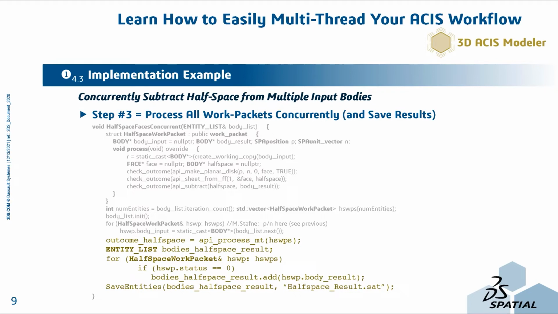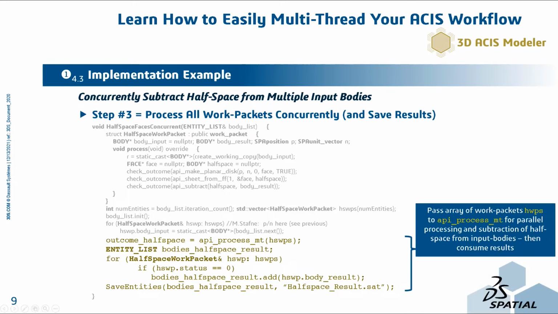An array of result bodies is then defined and filled with the body result members of each successfully processed work packet. The resulting bodies from the half-space subtraction are then saved to a file. That is all. Nothing more is needed to concurrently subtract bodies from the half-space. The half-space in this case corresponds to a particular story of the office building in the ACIS-enabled BIM application.